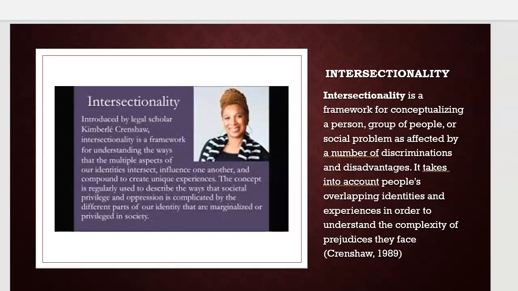So I've mentioned that multiculturalism, anti-discrimination, anti-oppressive, anti-racism are all interconnected, and they're all part of an intersectionality perspective and framework. First introduced by Kimberlé Crenshaw in 1989, intersectionality is a framework for conceptualizing a person, a group of people, an institution, or a social problem as affected by any number of discriminations and disadvantages, as well as taking into account experiences of privilege and access to resources. So it takes into account people's overlapping identities and experiences in order to understand the complexity of people's lives, the complexity of oppression, power, and privilege that all of us as individuals face.